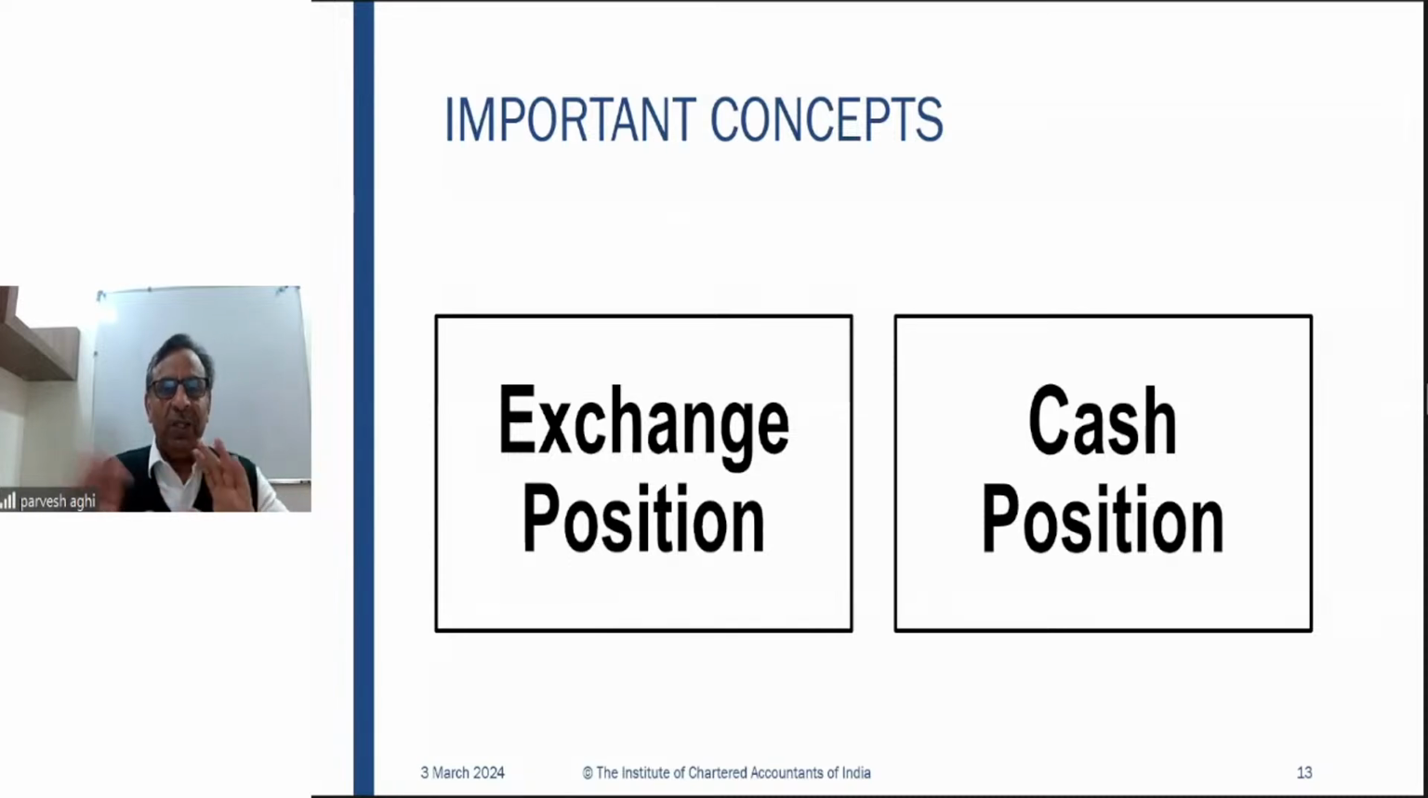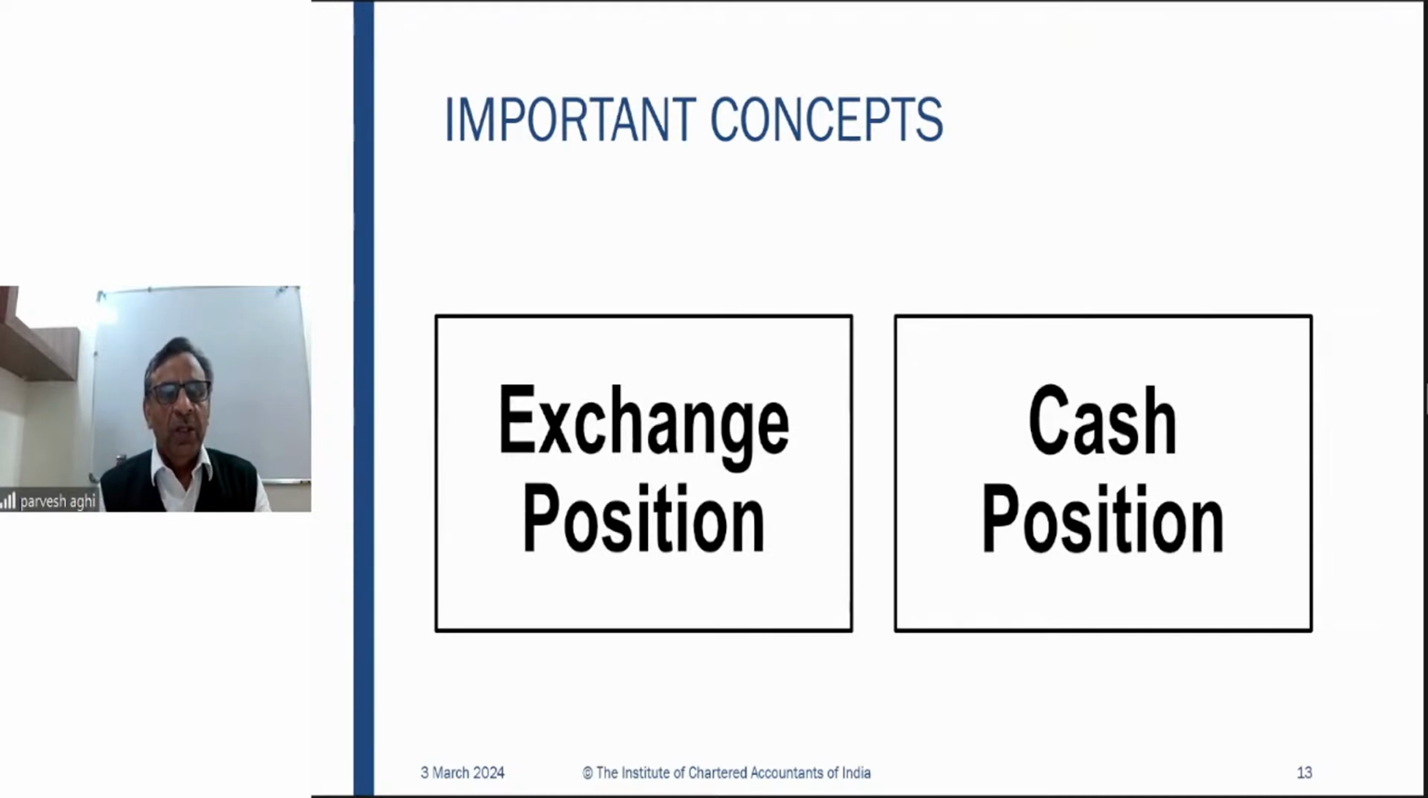So, important concepts, they're very important: exchange position and cash position. These are two very important concepts under vostro and nostro accounts. Exchange position: a bank can issue a forward contract for buying dollars or any other currency. Similarly, they can enter into a forward contract to sell dollars or any other currency. So that is the exchange position, because it's a forward contract.